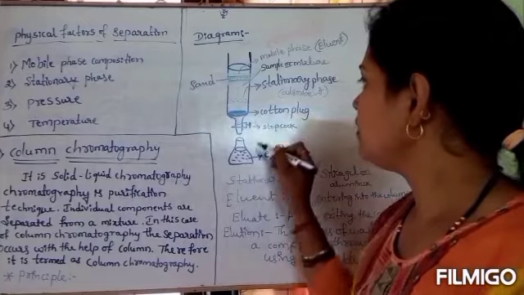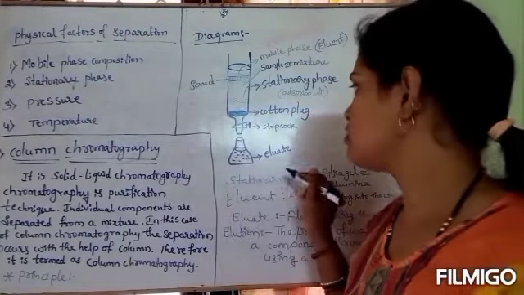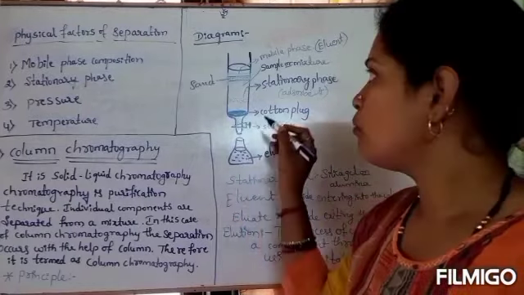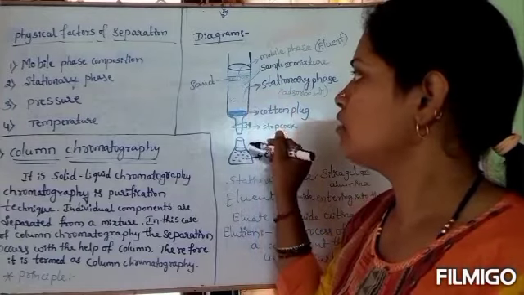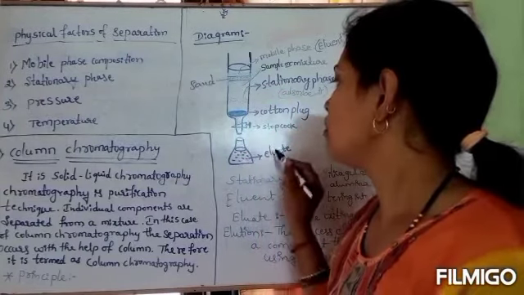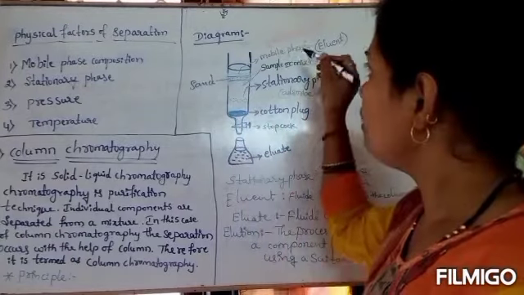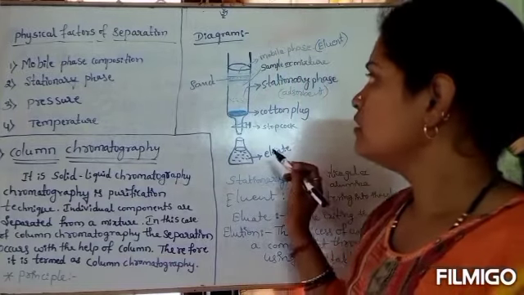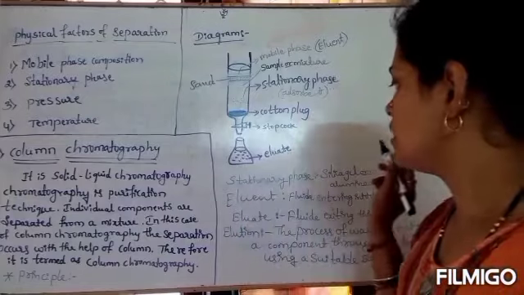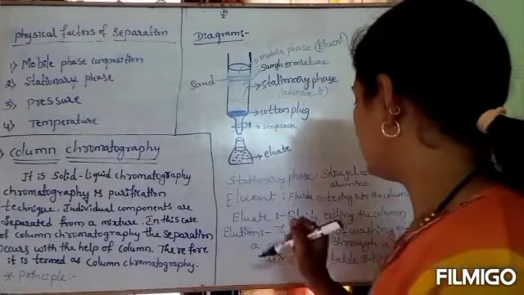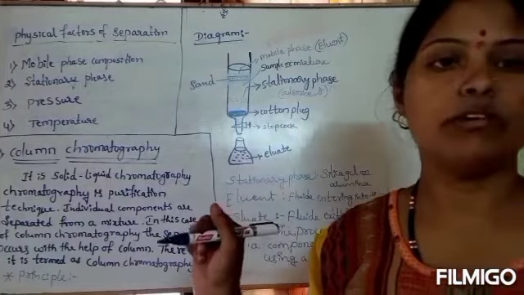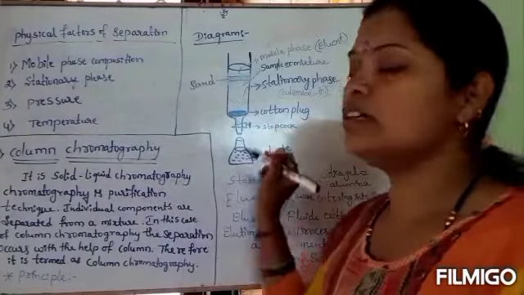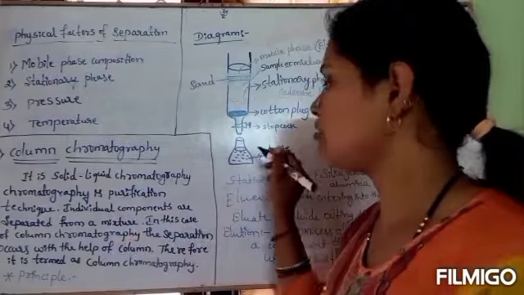Here we collect the solution in the flask. That solution or component is called the eluate. It means whatever fluid is washed out from the glass column is called the eluate, and the fluid entering the glass column is called the eluent. The washing out of components through the column using a suitable solvent is called elution.